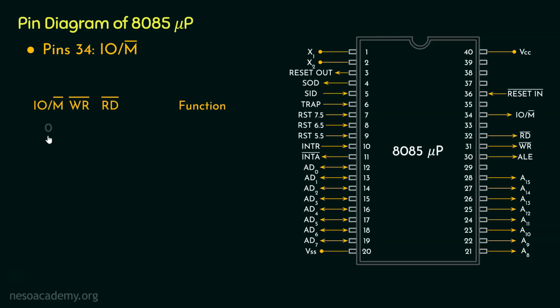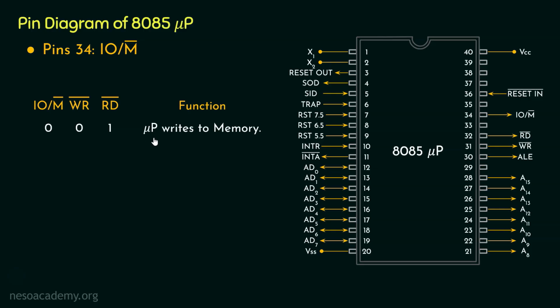Now if IO/M bar is 0 and at the same time WR bar is 0 and RD bar is 1, what is going to be the function of the microprocessor? Notice, we are having 0 in the line IO/M bar. Now since it is 0, it will definitely affect M bar. That is, we are communicating with the memory now, since memory has the bar on top of it, so it is active low. Now coming to WR bar, it is 0. So now the microprocessor is interested in writing. However, since RD bar is 1, that is, it is turned off. Therefore, the functionality is going to be the microprocessor writes to the memory.